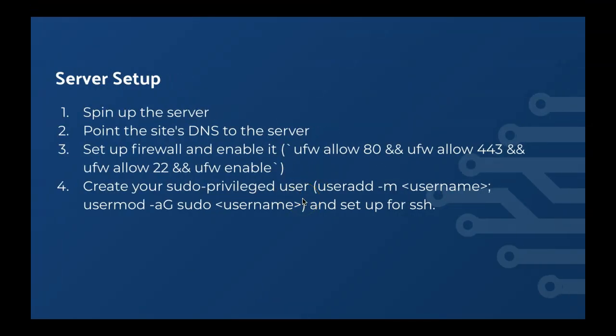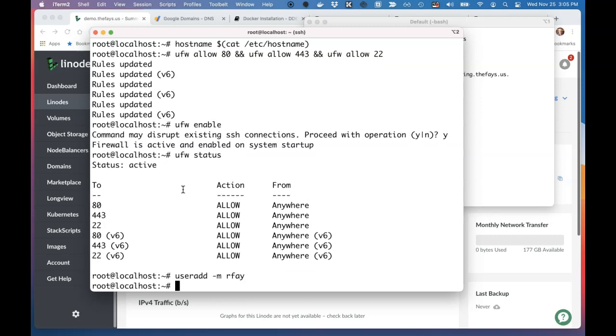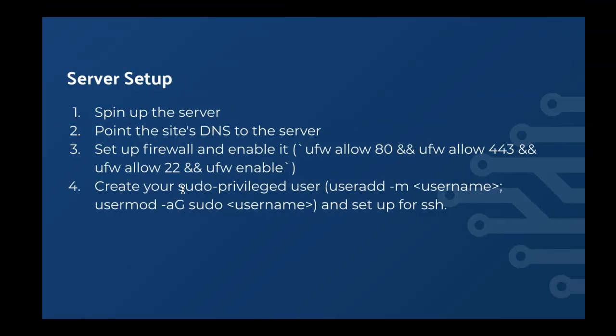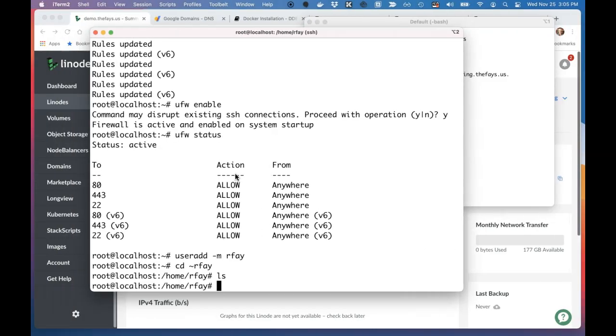Setup. We certainly don't want to install Docker with the firewall off. We only want to allow through the particular places. Okay, so now we're going to create our sudo privileged user. So I am going to useradd -m rfa. So now we have the rfa user. We're going to put it in the sudo group.